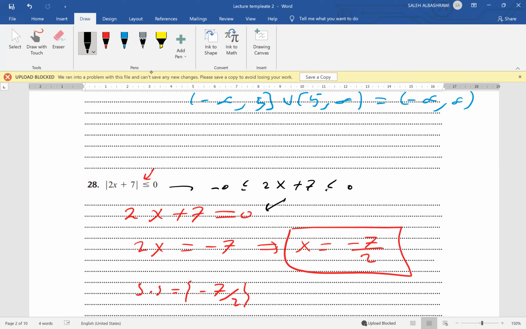So this is how to solve absolute value inequalities. If it is greater than, it will be less than the negative or bigger than the positive. If it is less than k, it will be between minus k and plus k. It will be restricted between negative and positive.